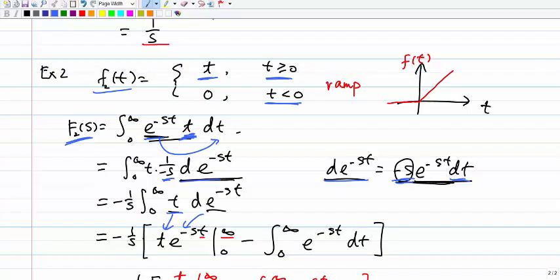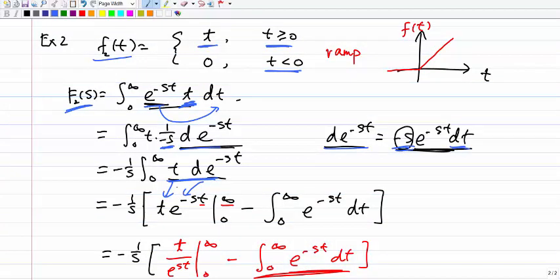Of course, I can pull this out because I integrate over t only, not over s. You can consider s as a constant, so you can move it out. So it's negative 1 over s times the integration from 0 to infinity of t d(e^(-st)). I keep the negative 1 over s outside. The integration inside, by parts, is t times e^(-st) from 0 to infinity, minus the integration from 0 to infinity of e^(-st) dt. This last one we already know how to compute.